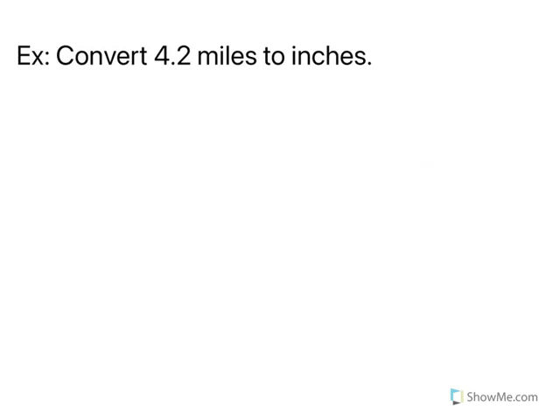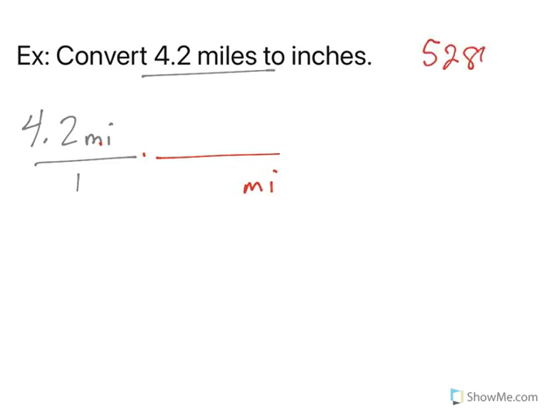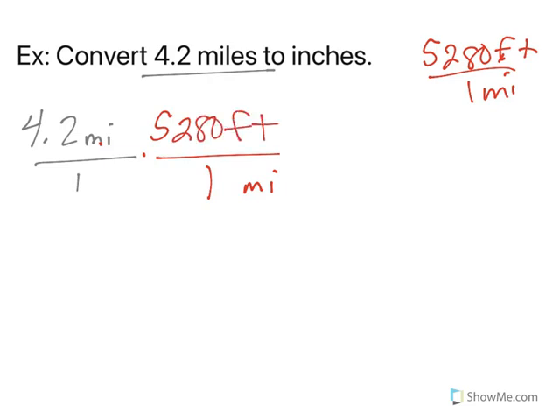Let's convert 4.2 miles to inches. Okay, again, what do I start with? 4.2 miles. And because miles is in the numerator, I'm going to put them in the denominator. 5,280 feet is 1 mile. I know that. Okay, so that means 1 mile is 5,280 feet. That's the identity ratio that I know. This makes my miles go away. But I need to be in inches.